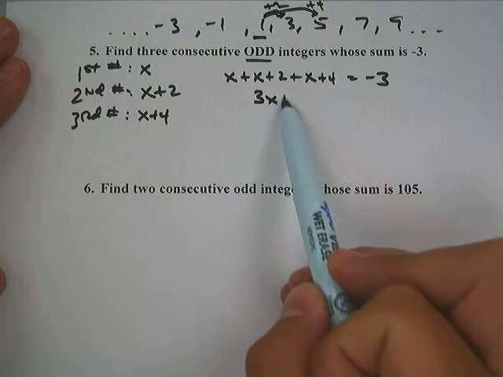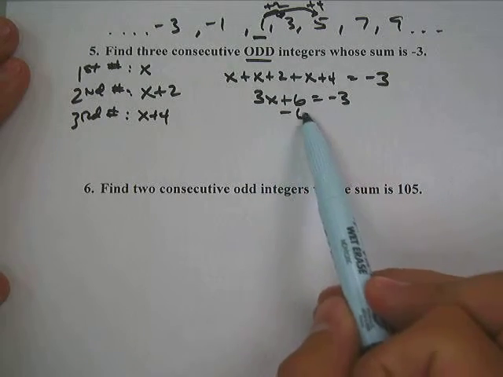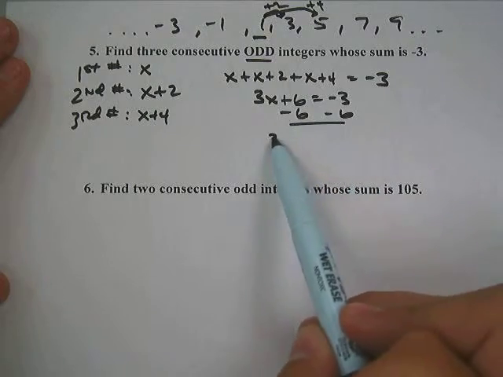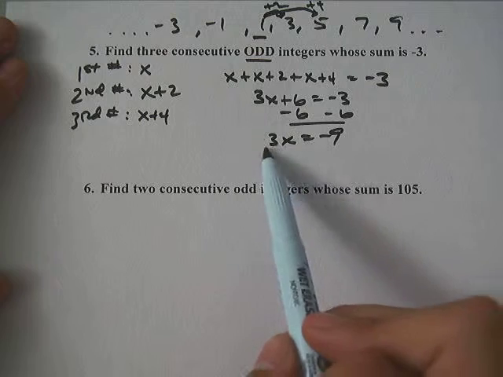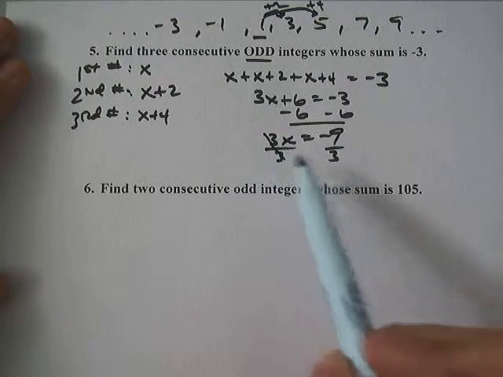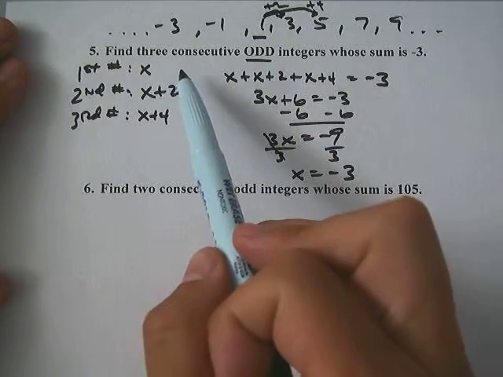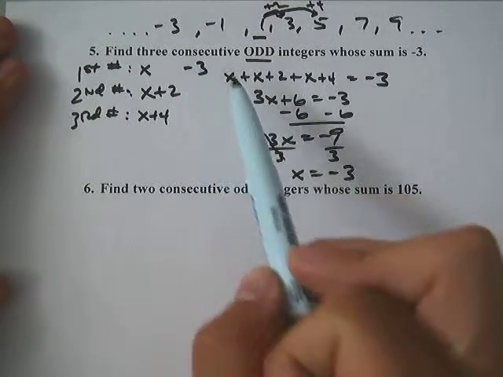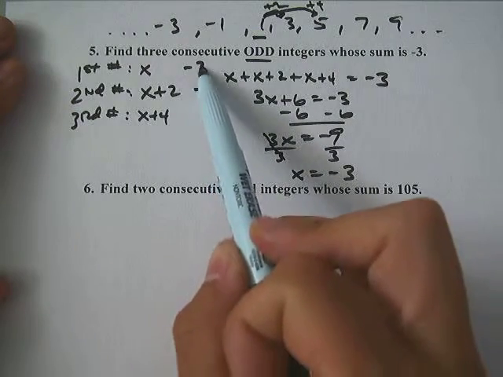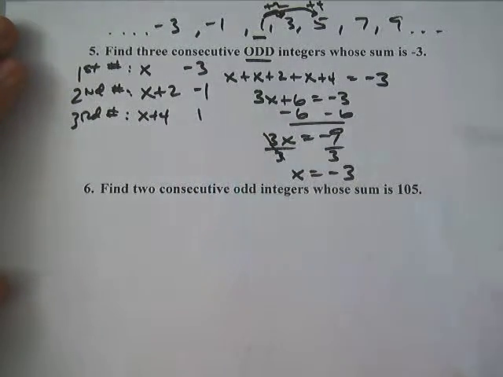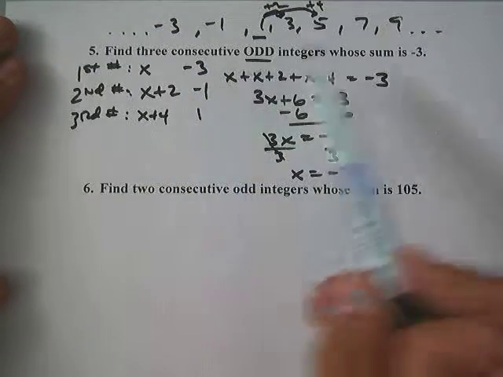So if I'm going to solve this one, it would be x plus x plus 2 plus x plus 4 equals -3. Simplify, I'd get 3x plus 6 equals -3. I would subtract 6. 3x equals -9. Divide by 3. So x equals -3. So my first number is -3.